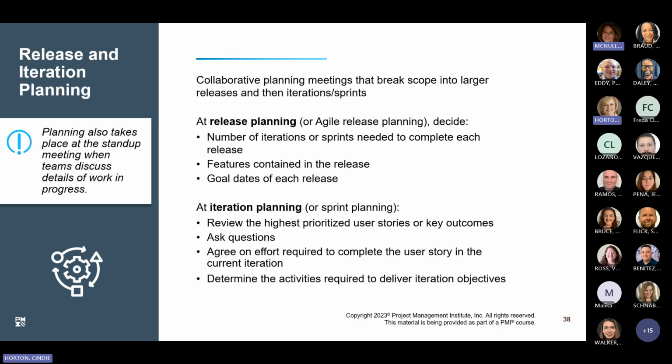In release planning, or agile release planning, the team decides on the number of iterations to complete a release, the features contained in the release, and the goal dates for each release. In iteration or sprint planning, the team reviews the highest prioritized user stories or key outcomes. They ask questions, and then they agree on effort to complete that user story, and they determine the activities required to deliver the iteration objectives.